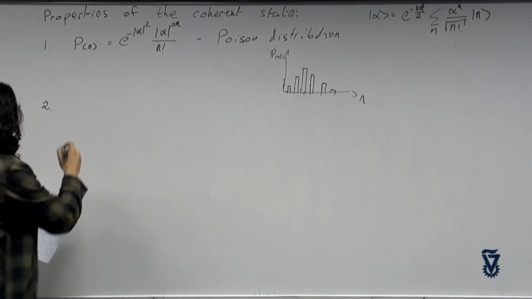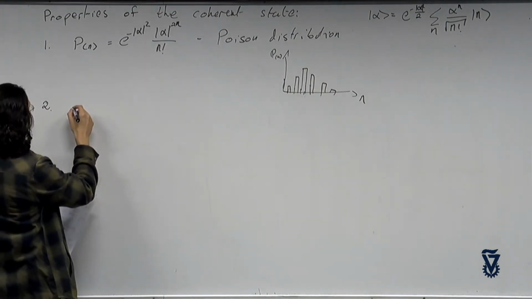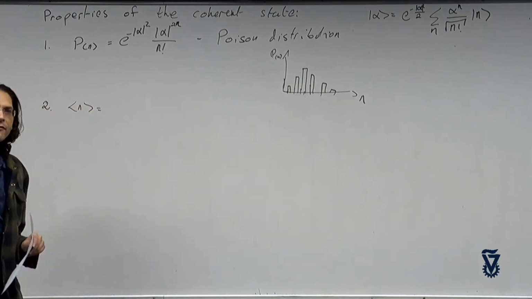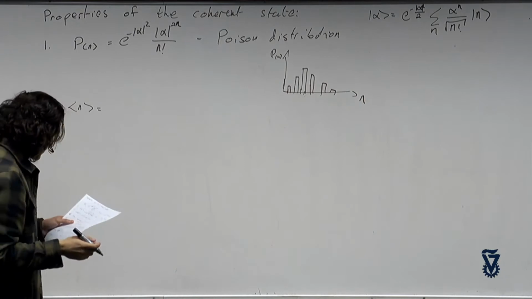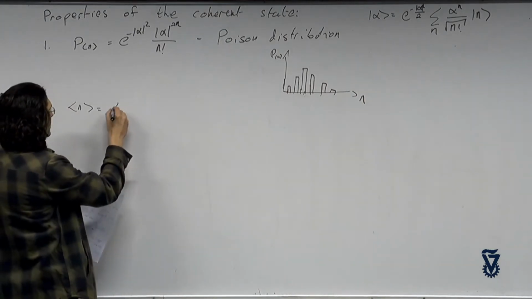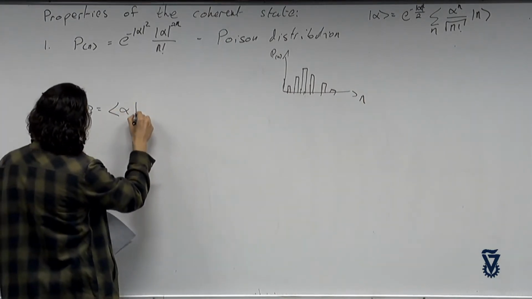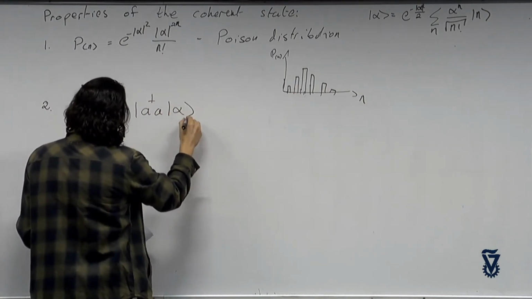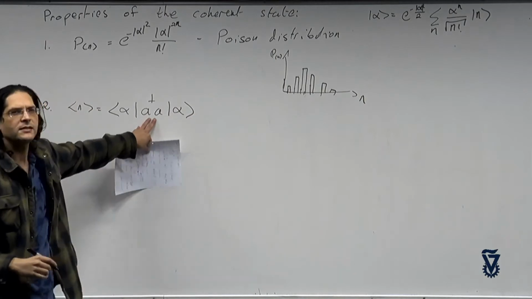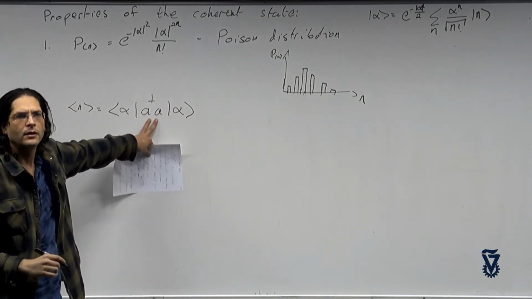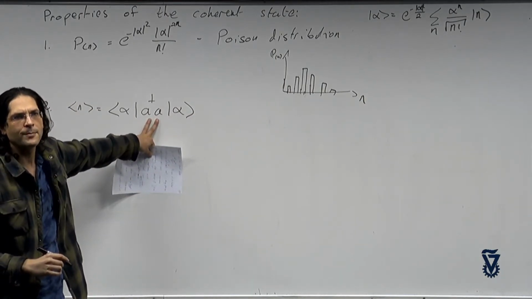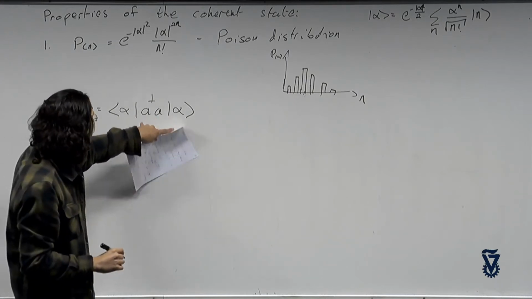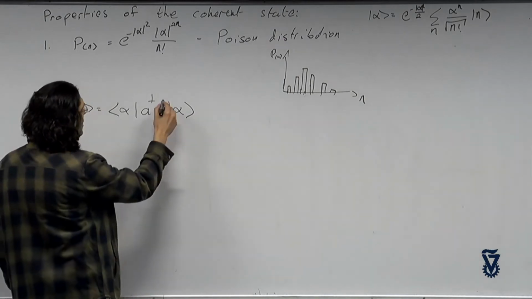The second property refers to the average photon number. And the average photon number can be easily calculated. We take alpha, apply a dagger a, and calculate the average. This is the number operator, so it counts the number of photons that you have in a state. And we're applying this with respect to the state alpha.